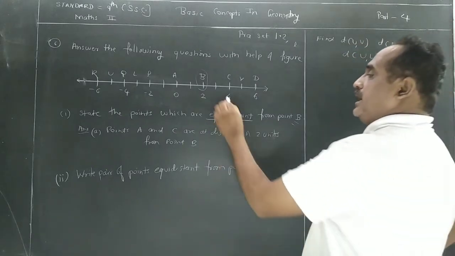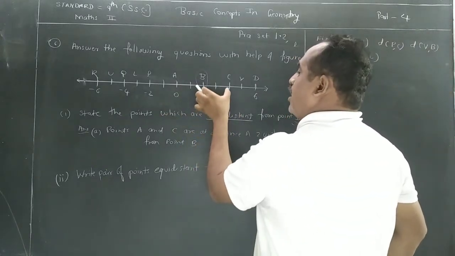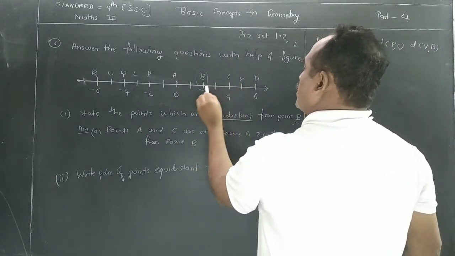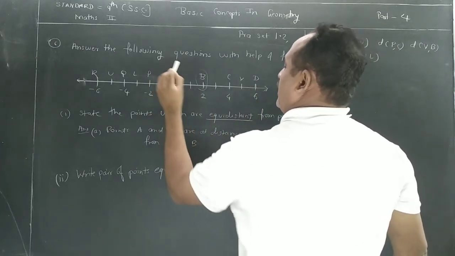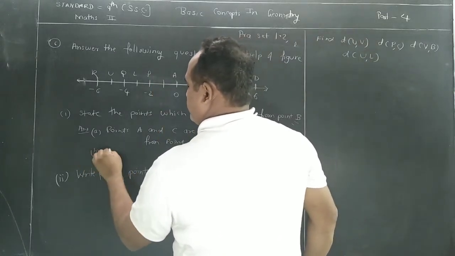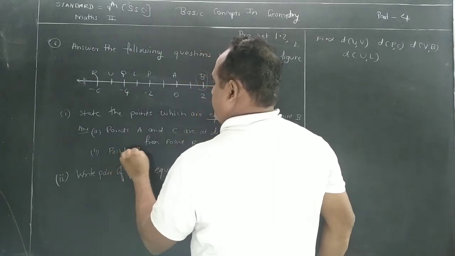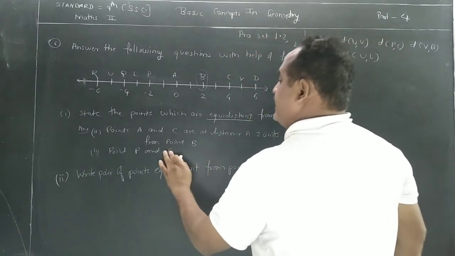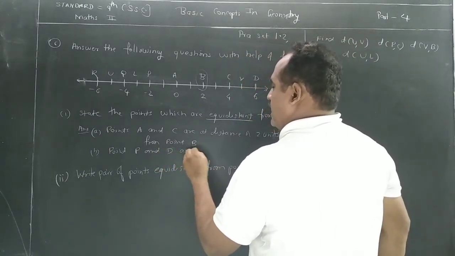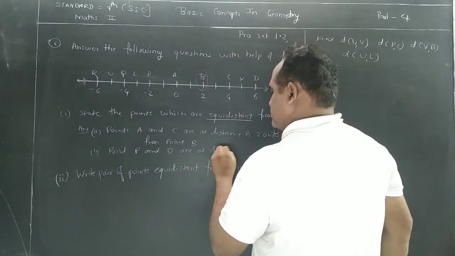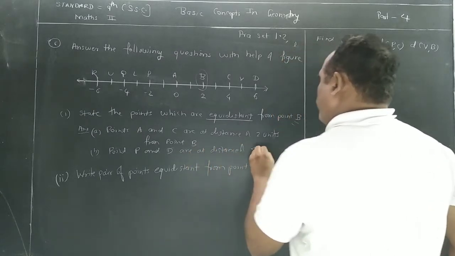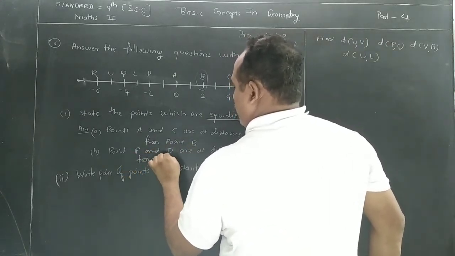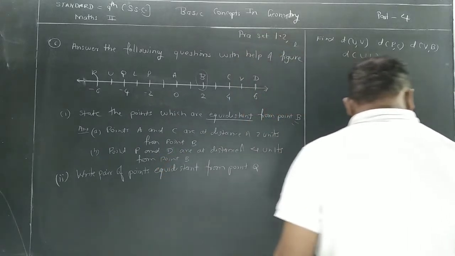One is done, one at 2 and at A, which are at how much distance? 2 units distance. Can we take B, this is at 4 units, D and this, so that also we can take. For the second, points P and D, sorry, are at a distance of 4 units from point B. This is the answer for the first question.